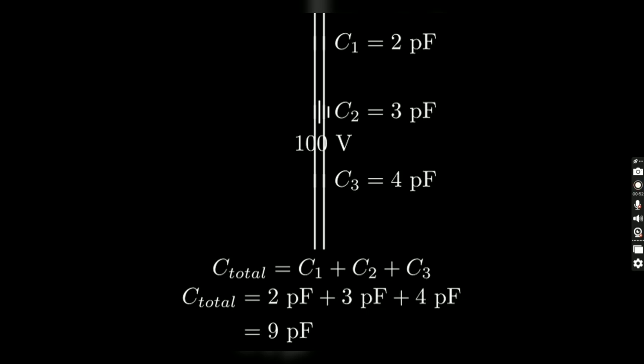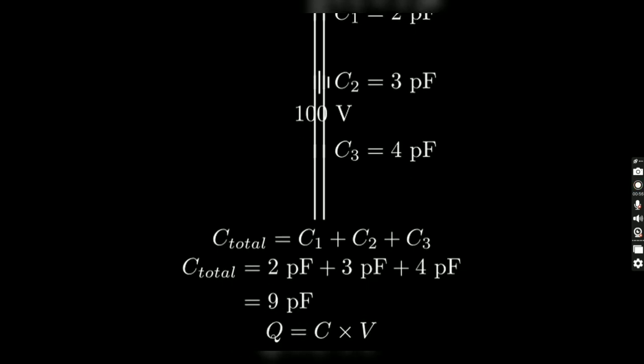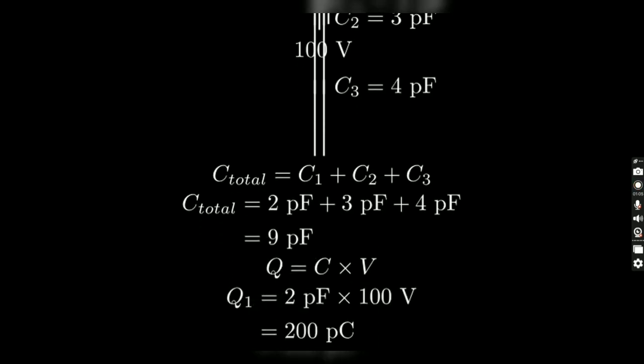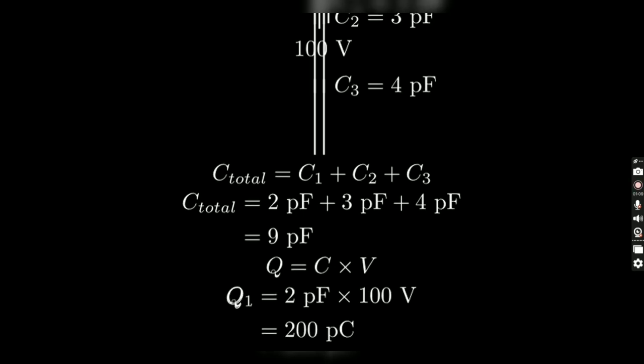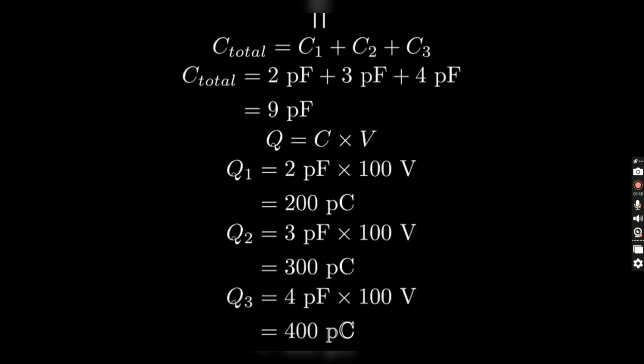Now, to find the charge on each capacitor, we'll use the formula Q equals C times V, where Q is the charge, C is the capacitance, and V is the voltage. Let's calculate the charge on each capacitor. For the first capacitor, Q1 equals 2 picofarads times 100 volts, which equals 200 picocoulombs. For the second capacitor, Q2 equals 3 picofarads times 100 volts, giving us 300 picocoulombs. And for the third capacitor, Q3 equals 4 picofarads times 100 volts, which is 400 picocoulombs.